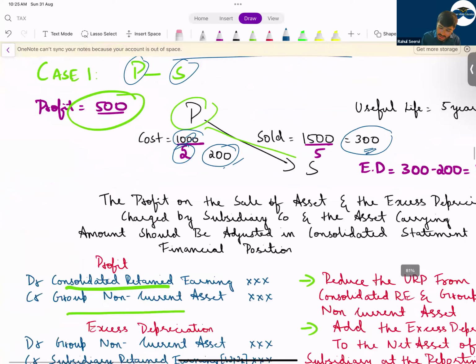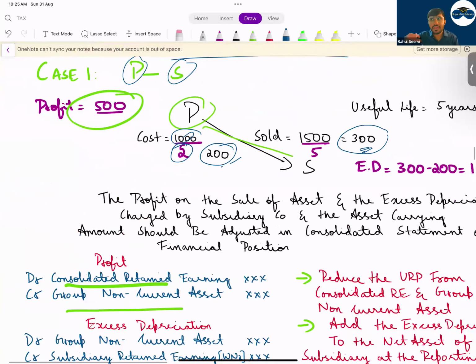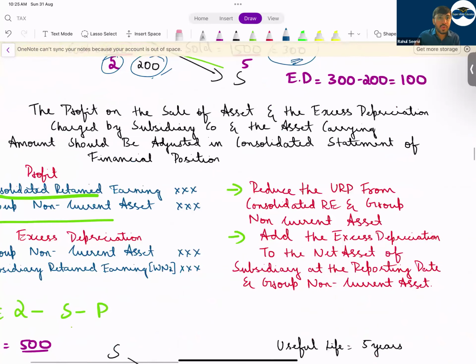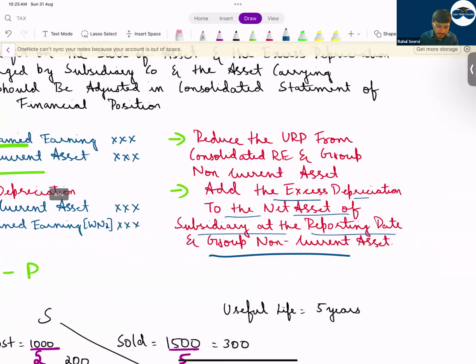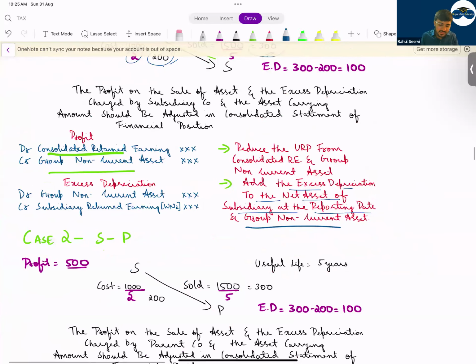So add the excess depreciation, because subsidiary company recorded more depreciation. So expense is more, profit is reduced. Profit is reduced means retained earnings is reduced. So we do what? Add excess depreciation to the net assets of the subsidiary at reporting date. We increase the value of retained earnings at the date, and group non-current asset. Then, sir, next case, subsidiary to parent.